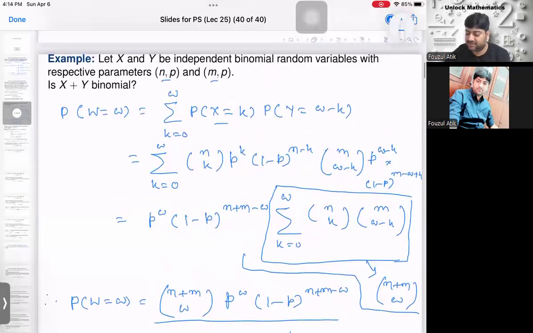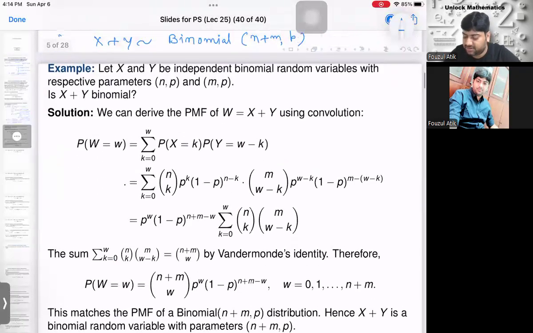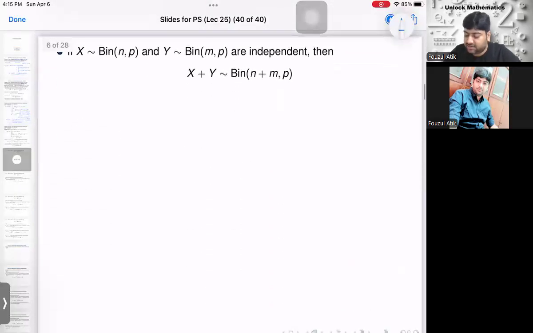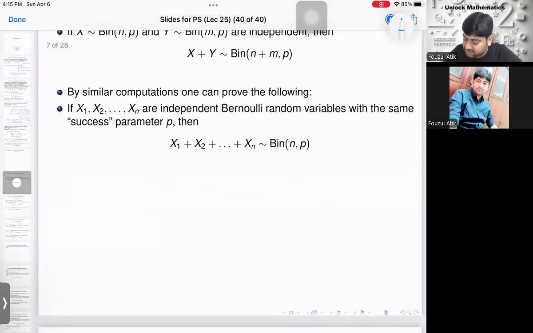Got it? So therefore, if X and Y are independent random variables with parameters n, p and m, p, then X plus Y is again a binomial with parameter n plus m comma p. Right? So this is the one as we have done it already, in a very formal way. And therefore, we have seen that if X and Y are binomial, then their sum is also binomial. Then we should think about the other random variables also. We know several kinds of discrete random variables, right? So then we'll discuss them one by one.